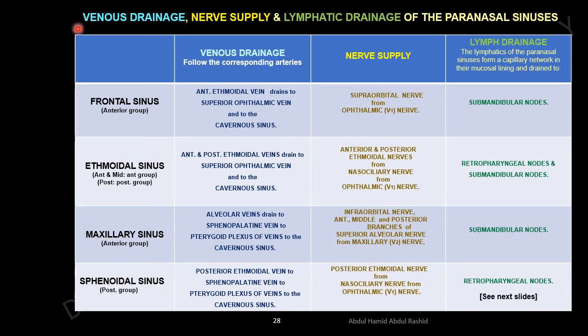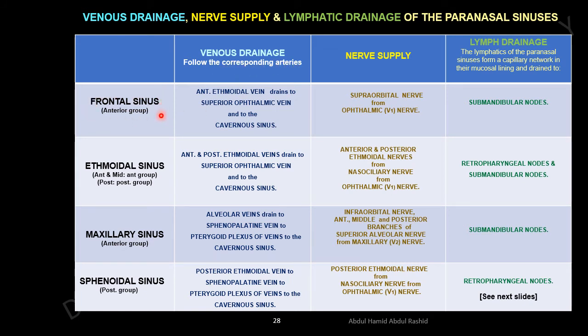Venous drainage, nerve supply, and lymphatic drainage of the paranasal sinuses. These are the names of the paranasal sinuses. This is the venous drainage column. This is the nerve supply column. And this is the lymphatic drainage column. Let's start with the venous drainage. The veins follow the corresponding arteries.